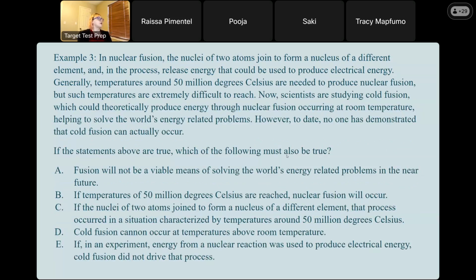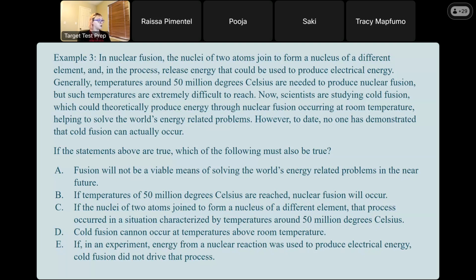A, fusion will not be a viable means of solving the world's energy-related problems in the near future. This is not fully supported. In fact, a lot of scientific developments don't happen in a linear fashion. It's very much breakthrough based. So something could easily happen that fixes the problem they're having and makes this a great solution.